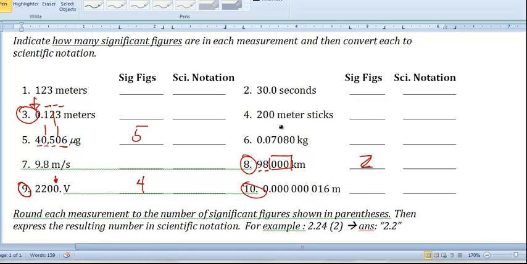Let's see. I think that's the only ones I want to comment on right now. And the answer to number 10, which you need, is only 2. Only the 1 and the 6 are significant. These zeros, again, are merely to hold the place.